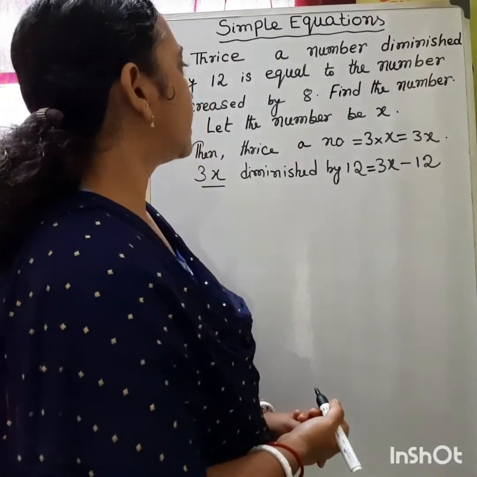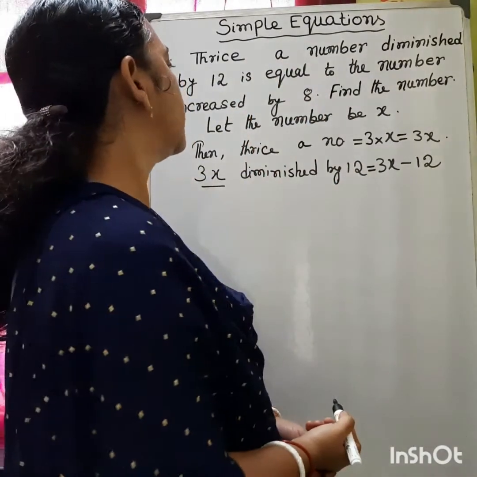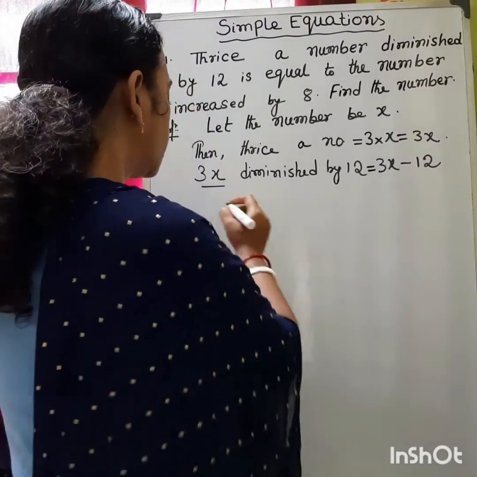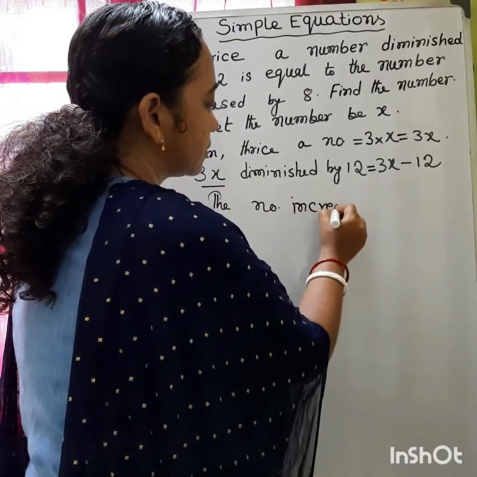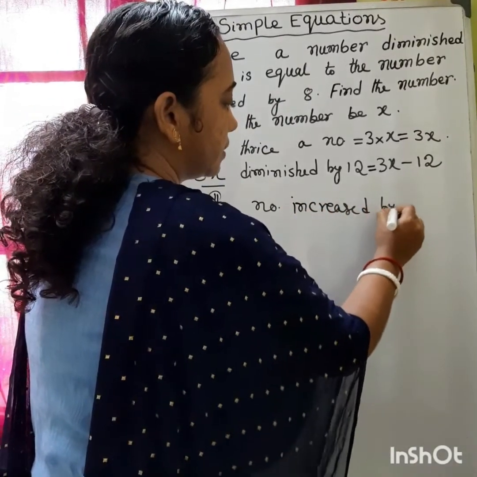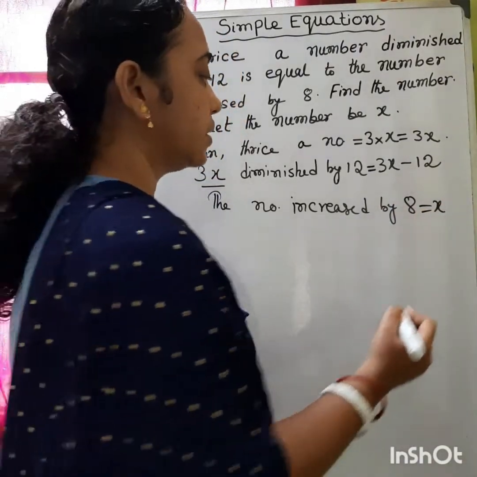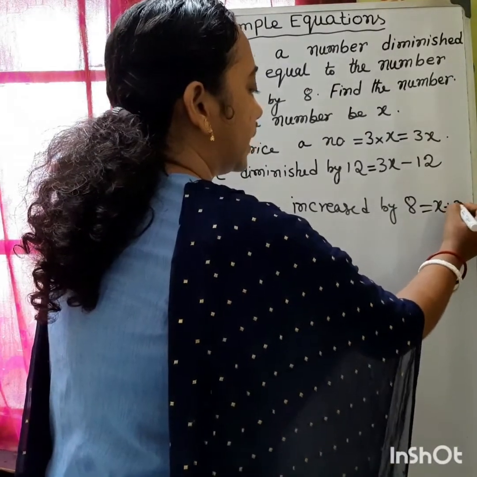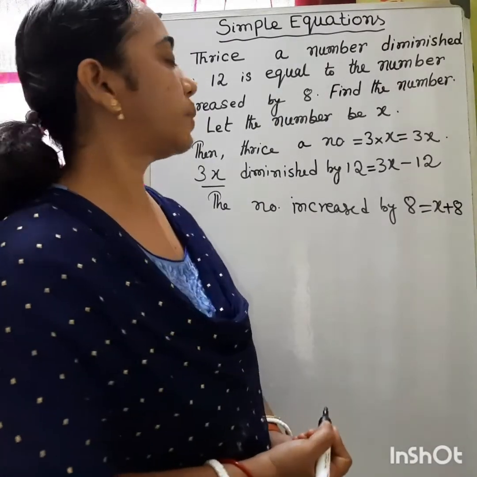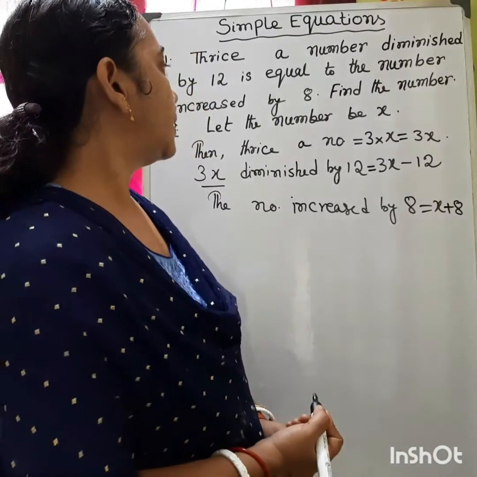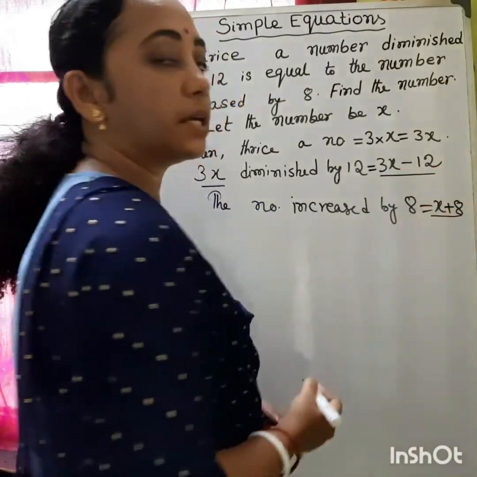Now there is another part in this question: thrice a number diminished by 12 is equal to the number increased by 8. So the number increased by 8, we can write as: the number is x and it is increasing by 8. So we write it as x plus 8. Now these two expressions are equal. That means thrice a number diminished by 12 is equal to the number increased by 8. So from this given condition, these two expressions are equal.